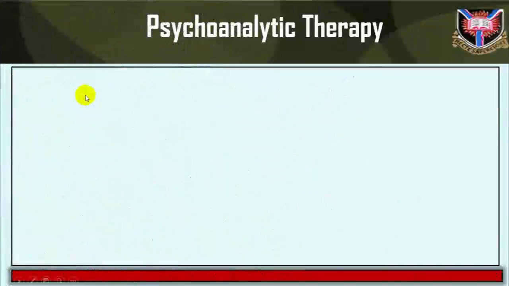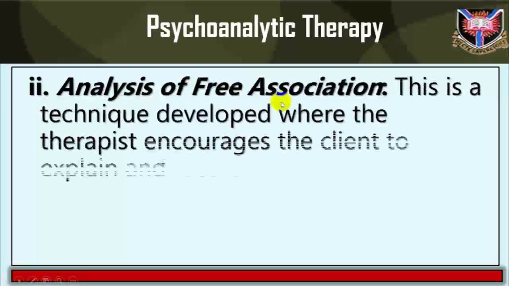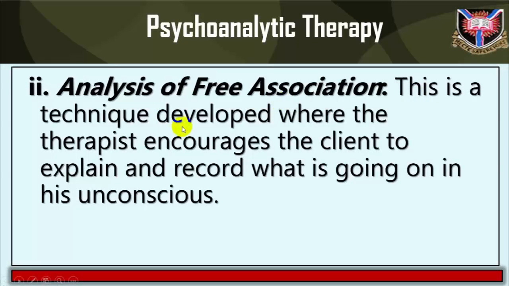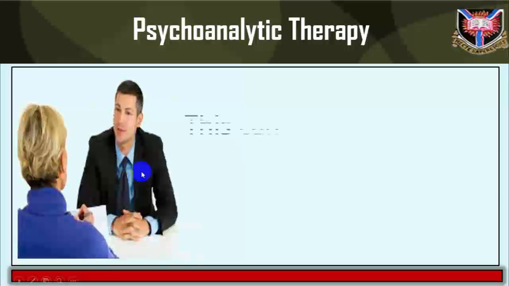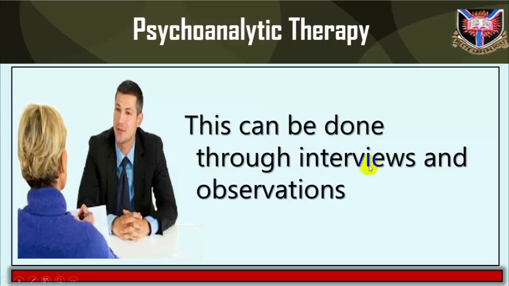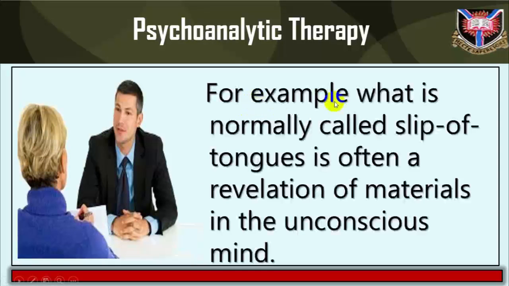2. Analysis of free association. This is a technique where the therapist encourages the client to explain and record what is going on in his unconscious. This can be done through interviews and observations. For example, there are what are normally called slips of the tongue, often a revelation of material in the unconscious mind.